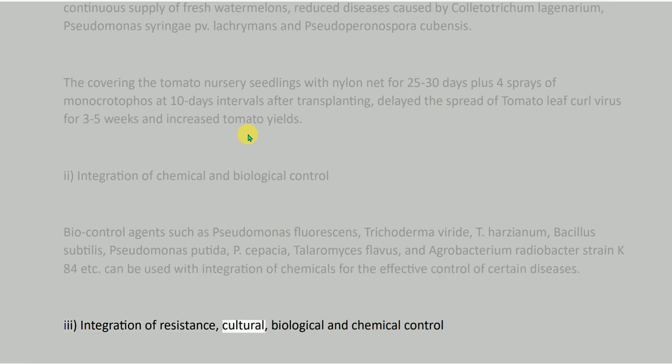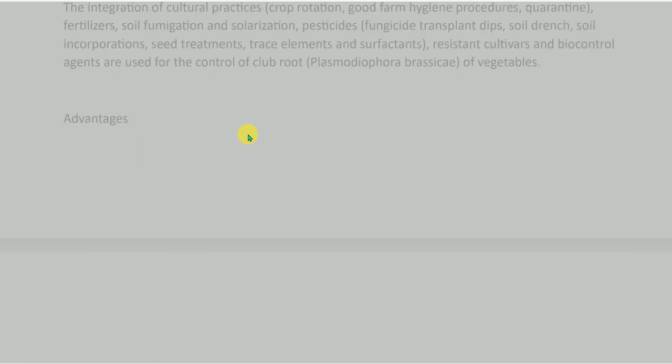The integration of cultural practices, crop rotation, good farm hygiene procedures, quarantine, fertilizers, soil fumigation and solarization, pesticides, fungicide transplant dips, soil drench, soil incorporations, seed treatments, trace elements and surfactants, resistant cultivars and biocontrol agents are used for the control of clubroot, Plasmodiophora brassicae, of vegetables.